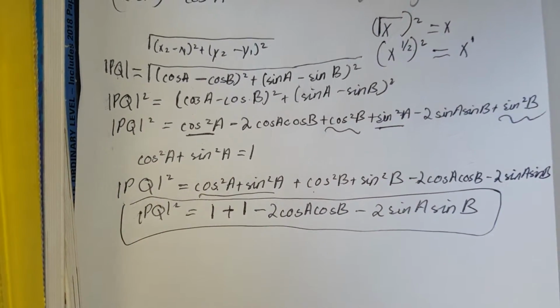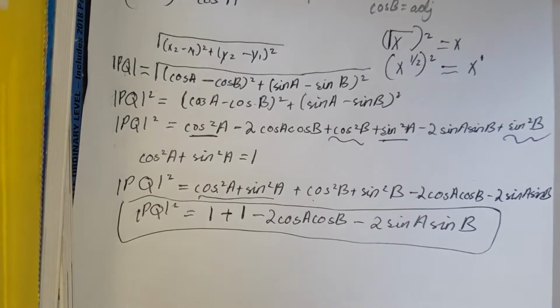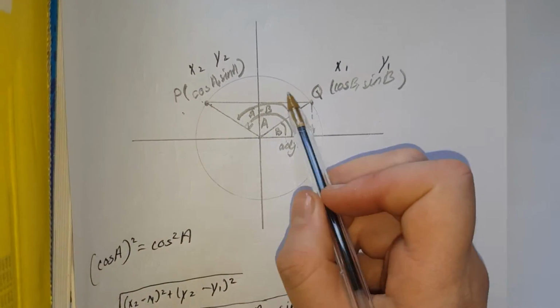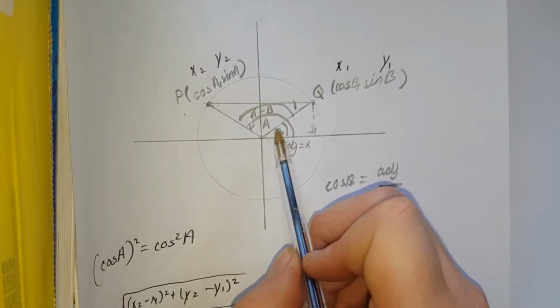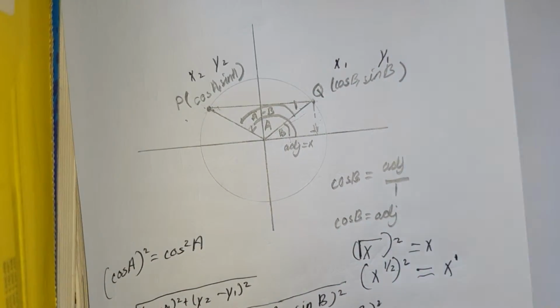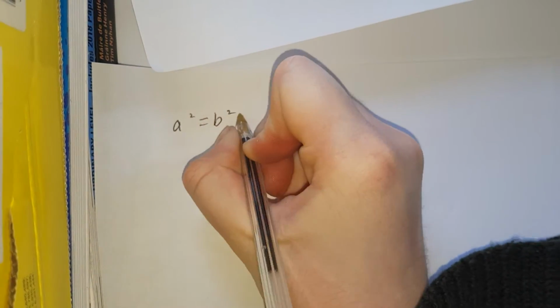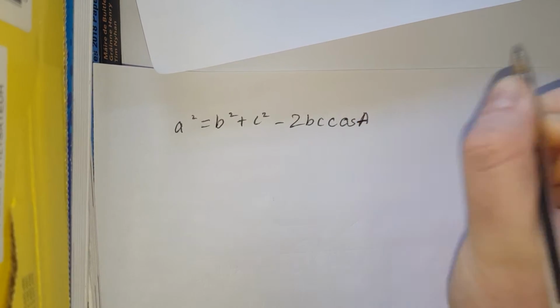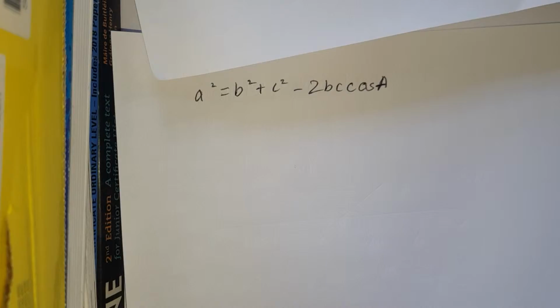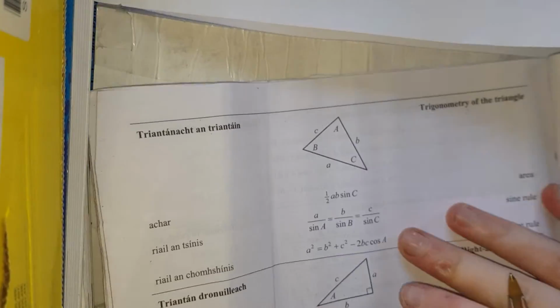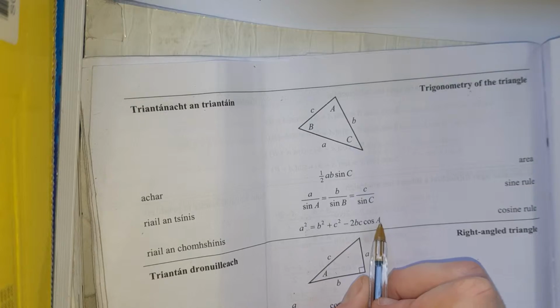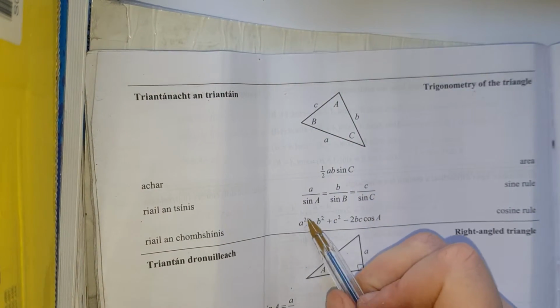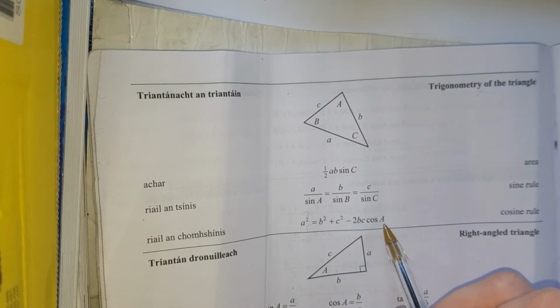Now we're going to get the distance in another way. We used the coordinate geometry formula, but we can also treat this as a triangle and get the distance by means of the cosine rule. The cosine rule is a squared is equal to b squared plus c squared minus 2bc cos A. The cosine rule is also in our log tables. Whatever side we have as a, we have to put the angle opposite a as the angle that we use in our formula.